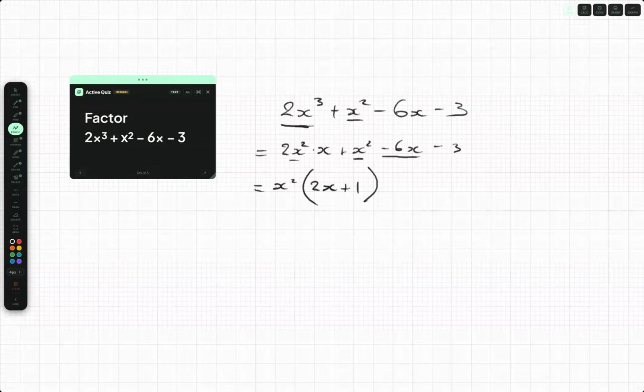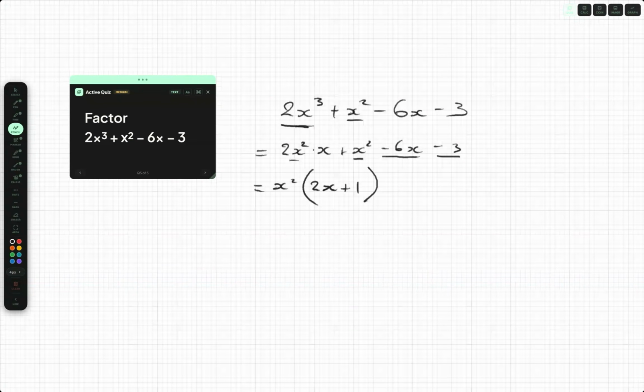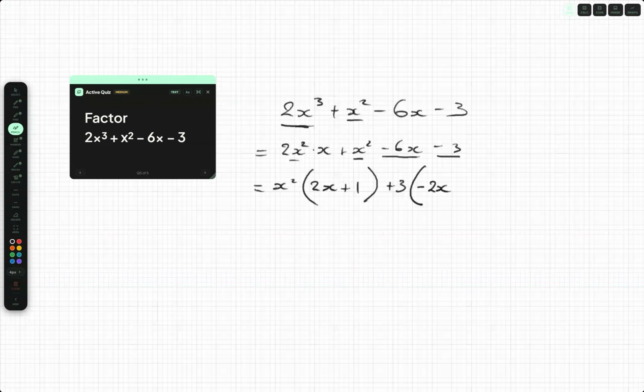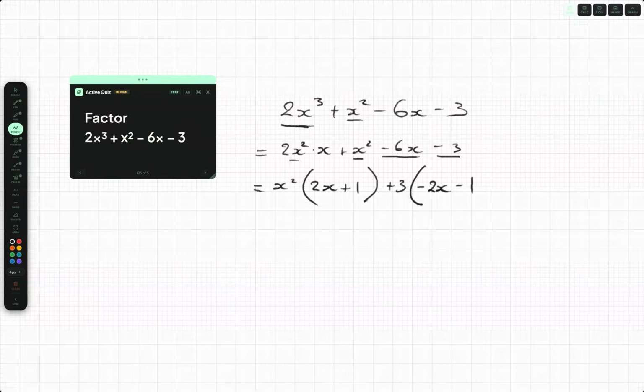Looking at these two terms here, what's a common value between them? Well, we can pull out the minus 3 if we like. We can pull out 3. So let's just pull out our 3. Okay, minus 6x divided by 3, what's that going to be? That's going to be minus 2x, and then this is going to be minus 1. So that doesn't quite work.